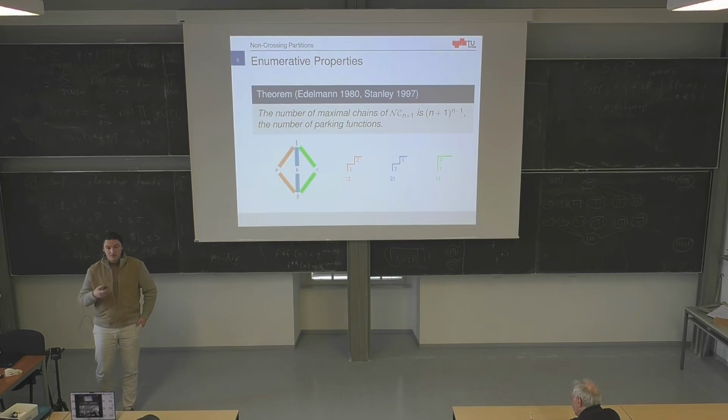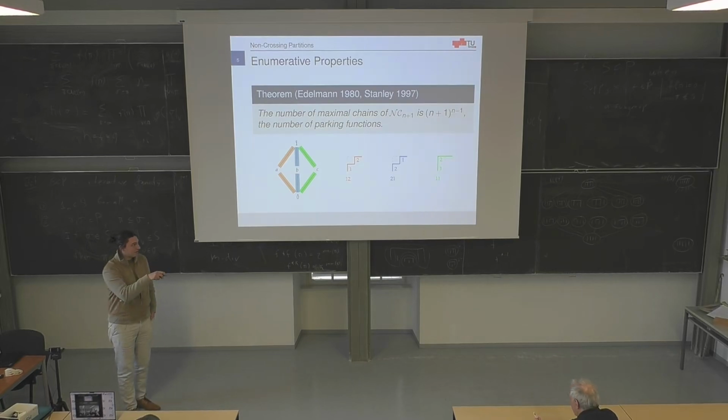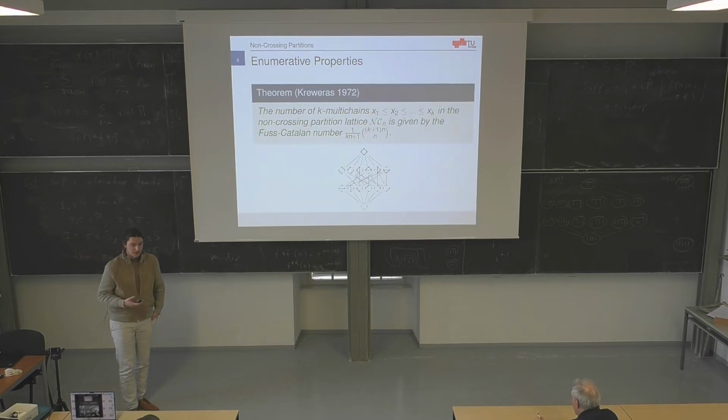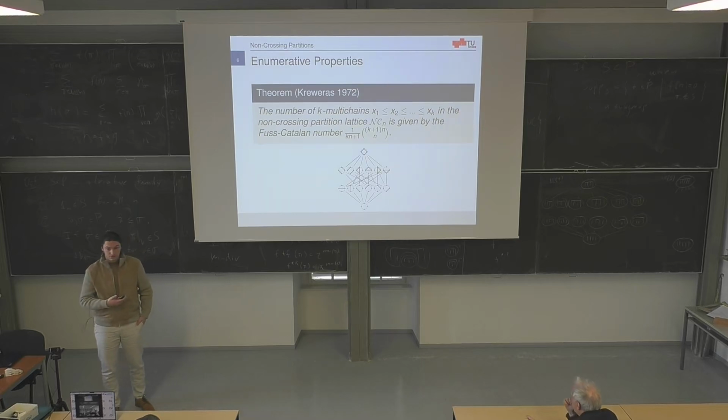Next, the number of maximal chains in the lattice of non-crossing partitions is given by parking functions. I've illustrated the parking functions as labeled Dyck paths here. And we can do something much more general. We can count multi-chains. And the number of multi-chains in the lattice of non-crossing partitions is given by Catalan numbers.